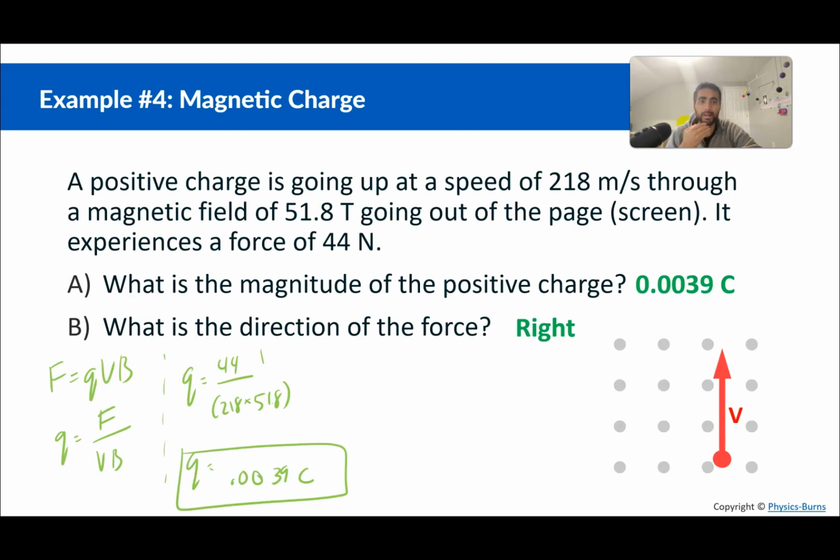Next time we're going to be talking about how a current is affected by a magnetic field and things like that, which is actually a little bit easier than charges.